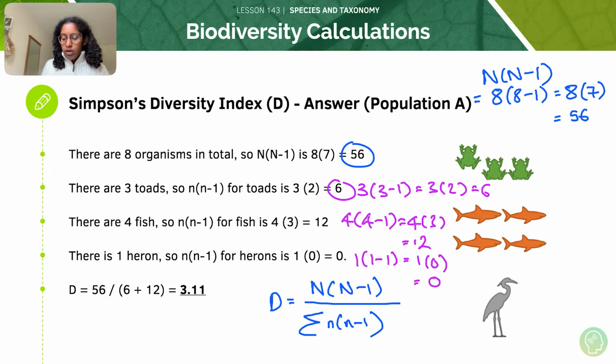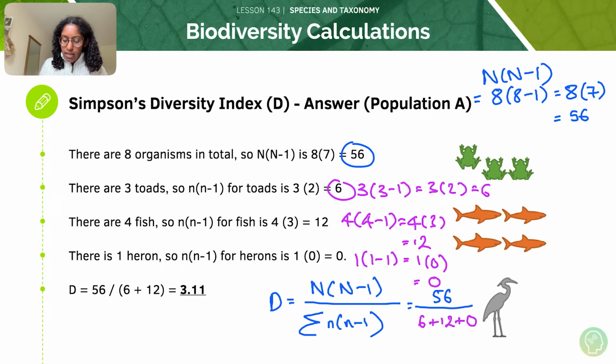So now remember, with our n minus 1 part, we're going to sum up all of these numbers, because it's the sum of all of the small n multiplied by n minus 1. So if I plug all of these numbers into this equation here, D is going to be equal to big N multiplied by big N minus 1, which is 56, over all of the sums of our n minus 1. So that's going to be 6 plus 12 plus 0.